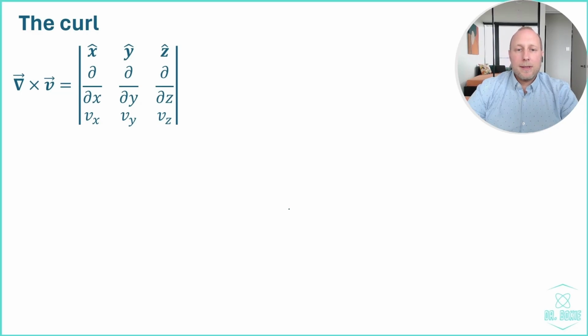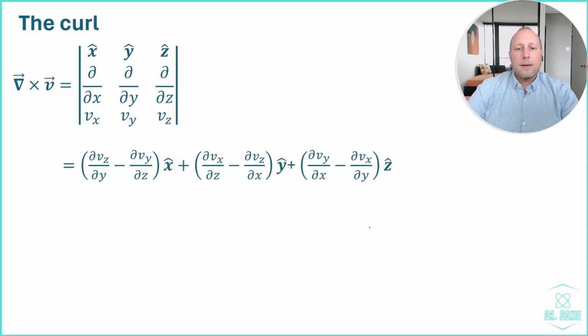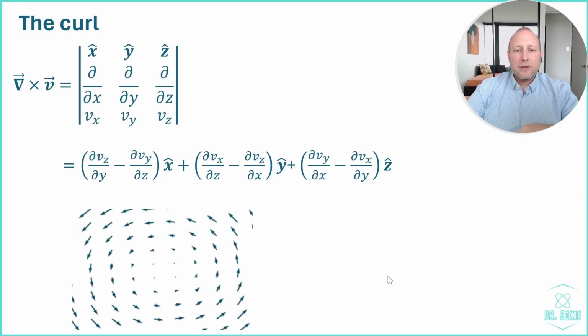Now you can work out this determinant, and what you will see is you get this expression. And what we see is it's a vector whose components are differences between partial derivatives of the components of the vector field v. Again, the actual interpretation will come in the next lesson when we look at integrals, but it has to do with the amount of rotation there is within that vector field in some mathematical sense. So for instance, for this vector field, we will calculate it on the next slide, there is an amount of rotation, so in some sense there is a curl here.